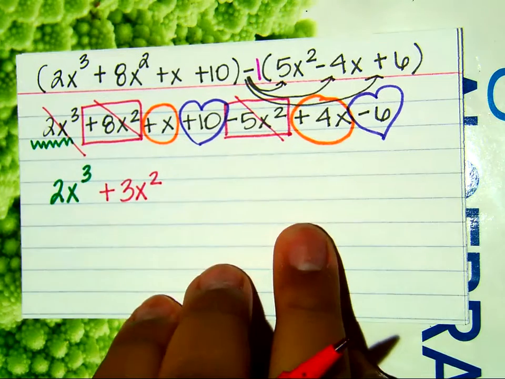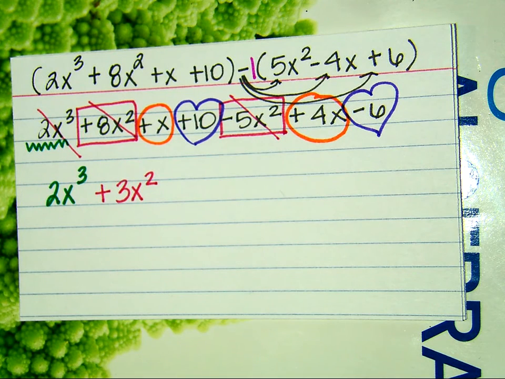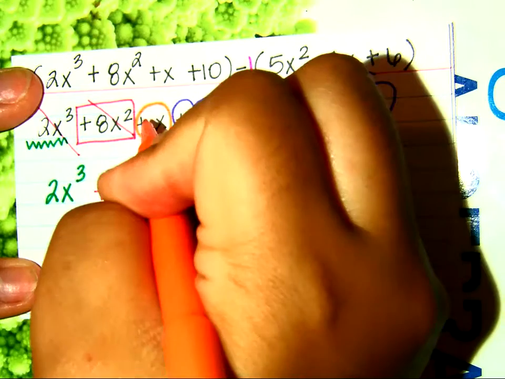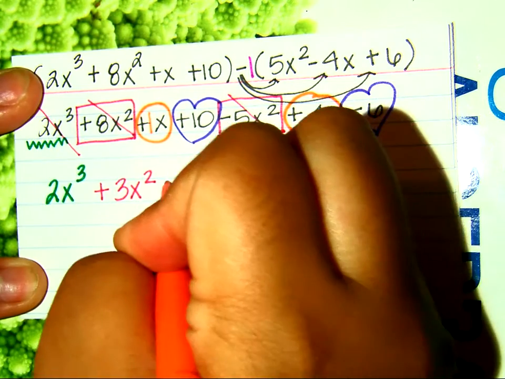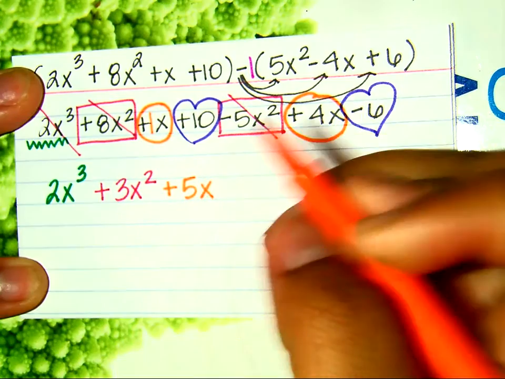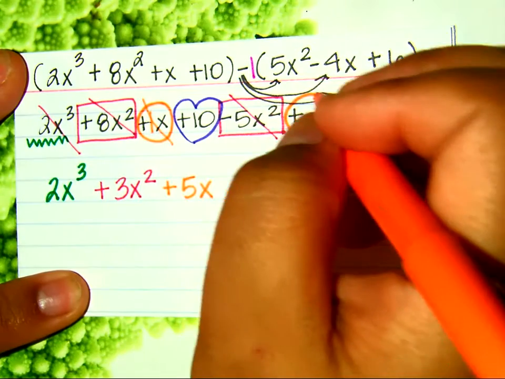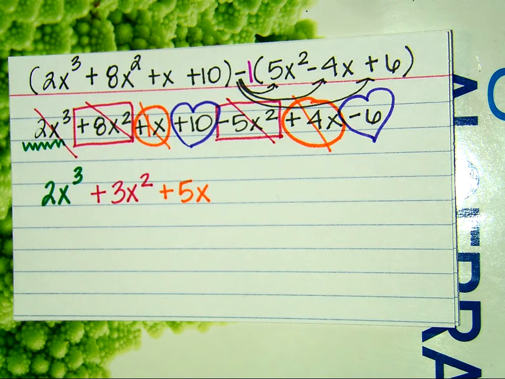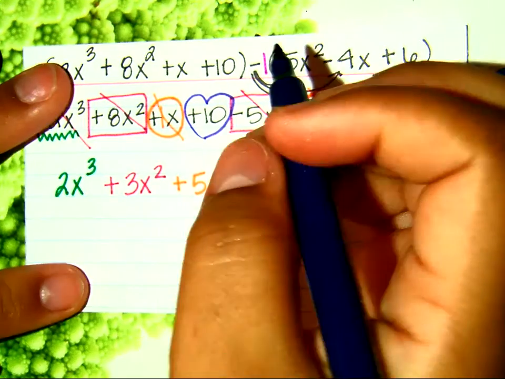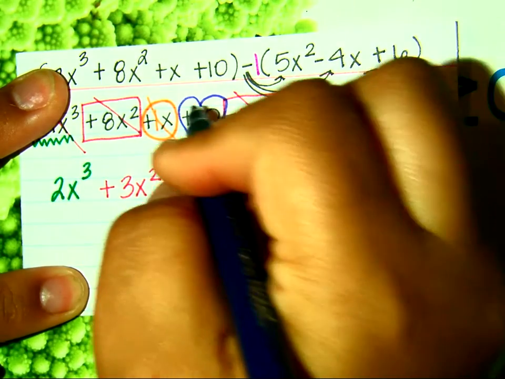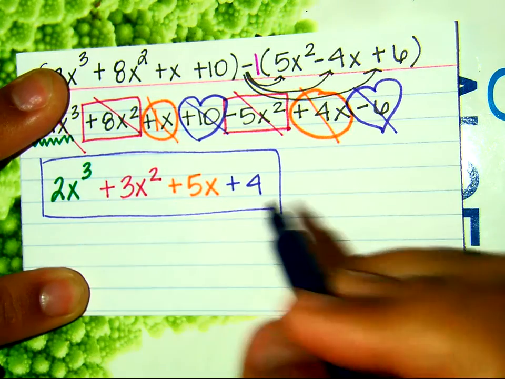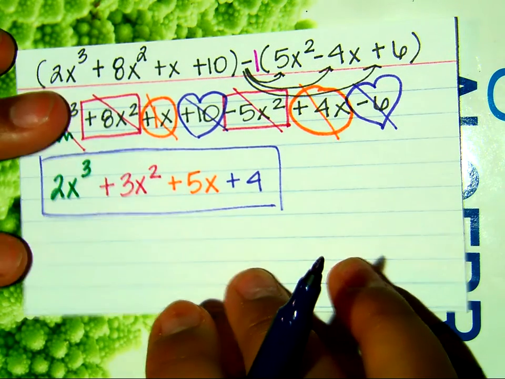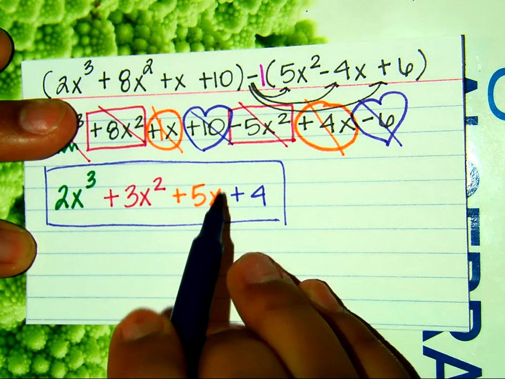And I mark through it as I go just to make sure that I don't get confused and use them again. This is x plus 4x. Remember, in front of the x is an invisible 1. So that's 1x plus 4x, which gives me 5x. And then last but certainly not least, we have 10 minus 6, which is 4. And this is our final answer. It is also written in standard form because you can see the exponent is 3, 2, and then that will be a 1.